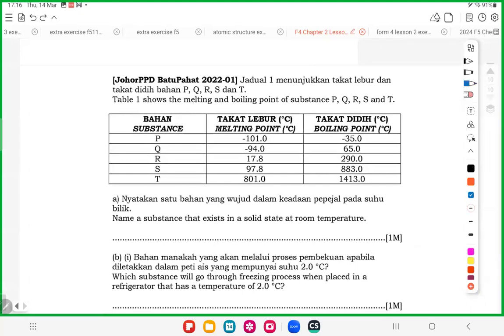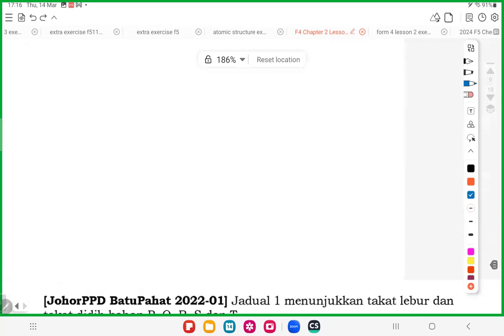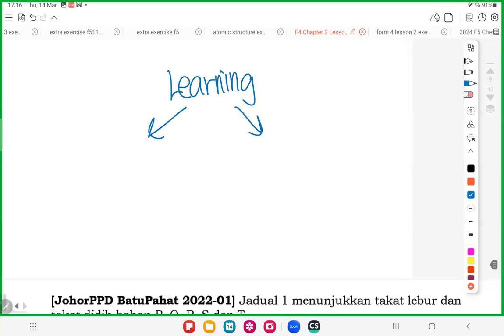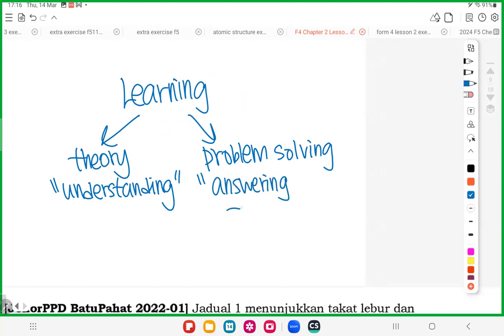Okay, so guys, I told you all in the last lesson, when you come to learning, not only chemistry, other subjects are the same thing. When you come to a learning process, there are two important parts. The first one is the theory. Theory means understanding. You need to understand the concept first. Then the second one is problem solving. Problem solving, in other words, is called answering technique. How to answer the question.